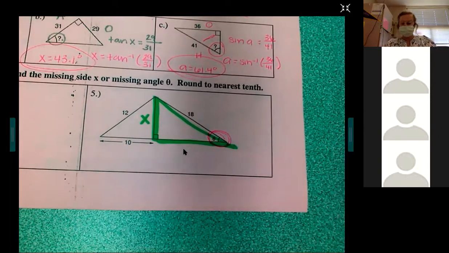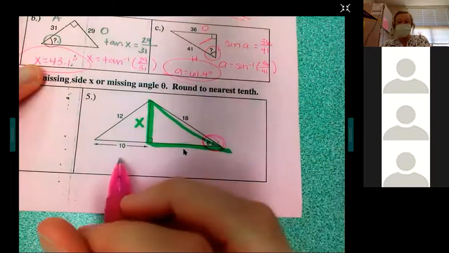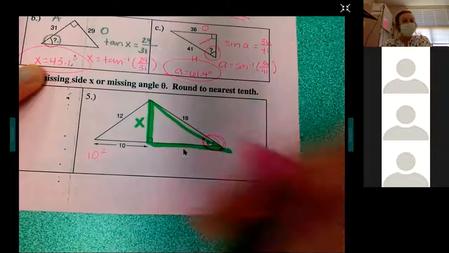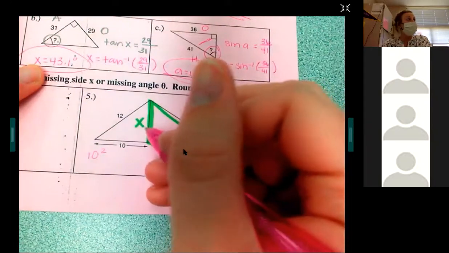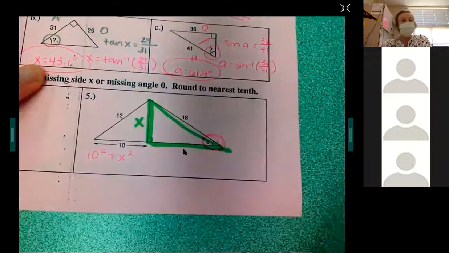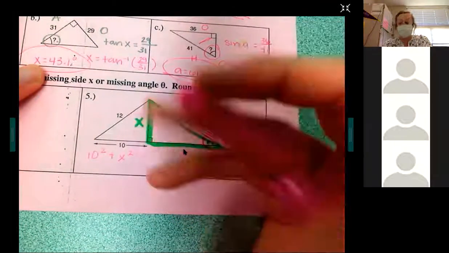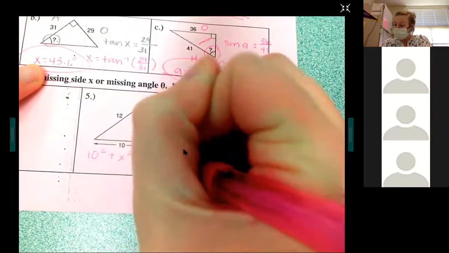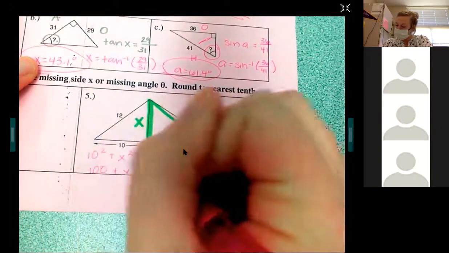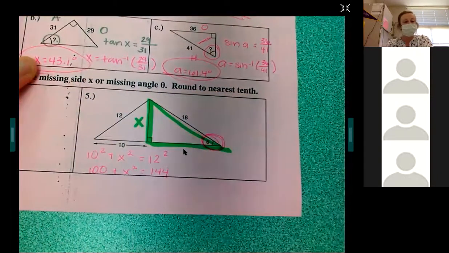Pythagorean theorem. So a squared plus b squared equals c squared. A squared would be 10 squared. We don't know the b, right? We don't know the x squared. We don't know the other leg. You do know the hypotenuse. What's the hypotenuse? 144. Good. So 100 plus x squared should equal 144.